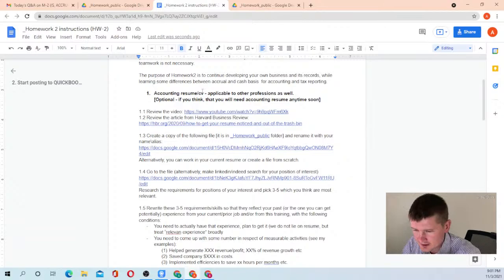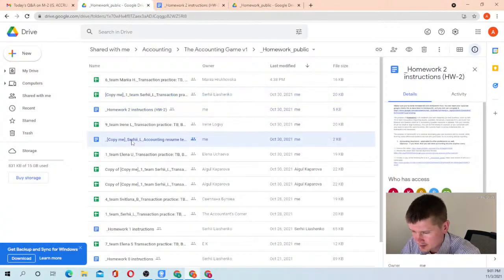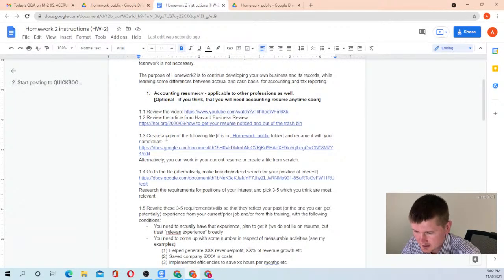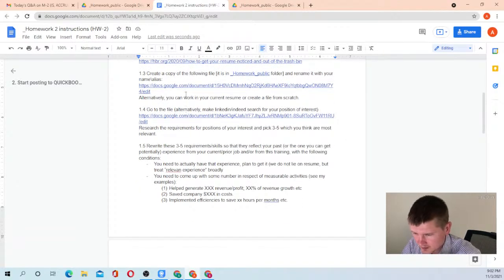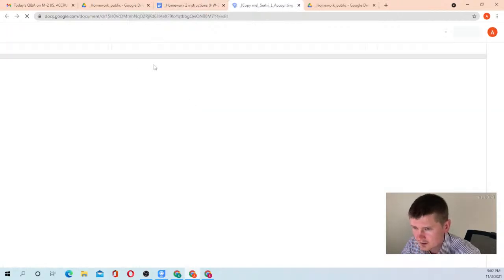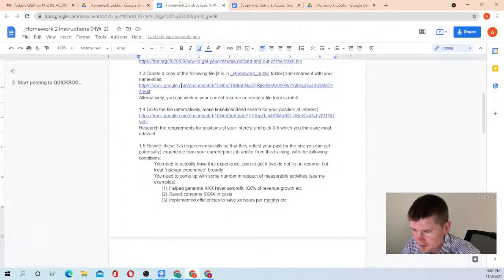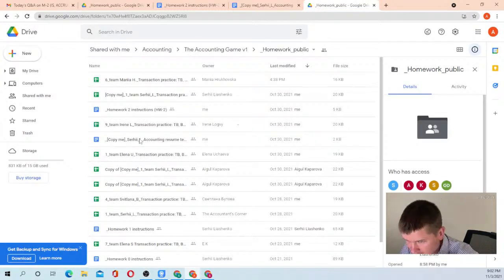So the task for homework 2, the first one is optional and it's pretty short. You need to create a copy of that accounting resume file and try to apply several recommendations from the lecture and from the Harvard Business Review article and implement in your resume some requirements from the list of accounting positions.